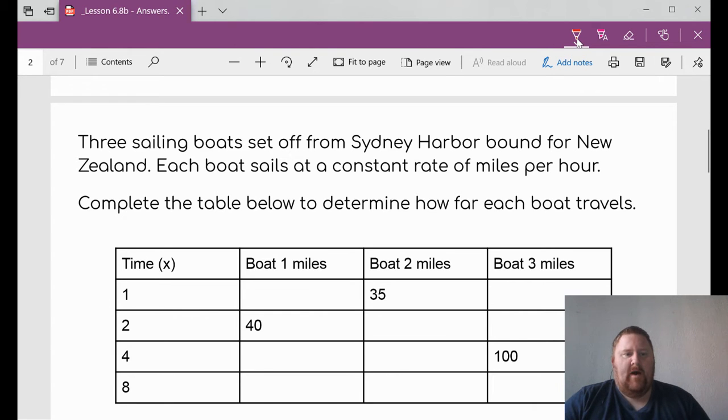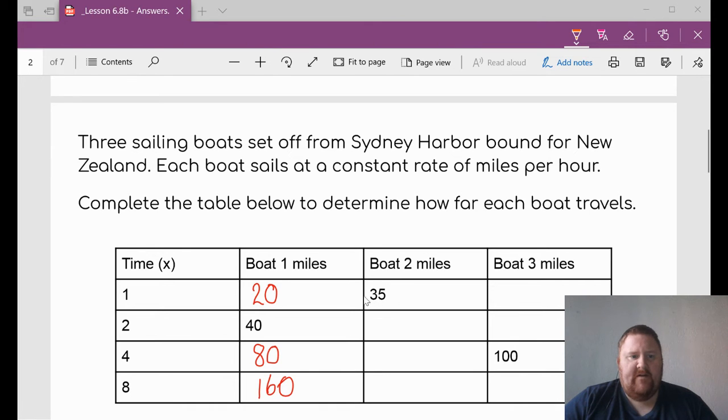So I'm going to start with boat 1. How many miles does that boat travel in 1 hour? We're not sure because we only know how far it travels in 2 hours. In 2 hours, it travels 40 miles. So that means in 1 hour, it travels half of that, which will be 20 miles. Let's continue with boat 1. It travels 20 miles per hour. And so after 4 hours, it's going to travel 4 times that amount, which will be 80 miles. And after 8 hours, it's going to travel 160 miles.